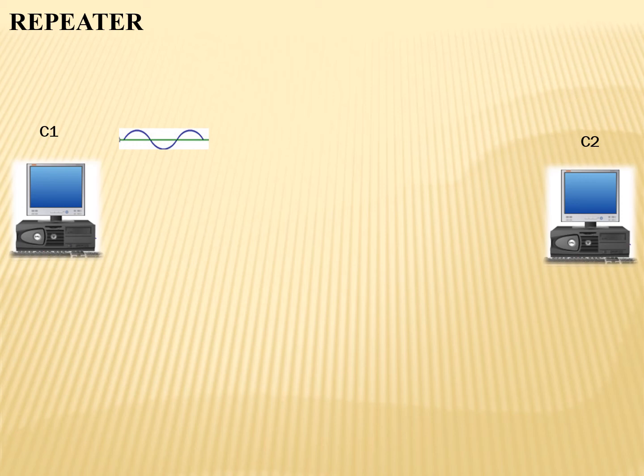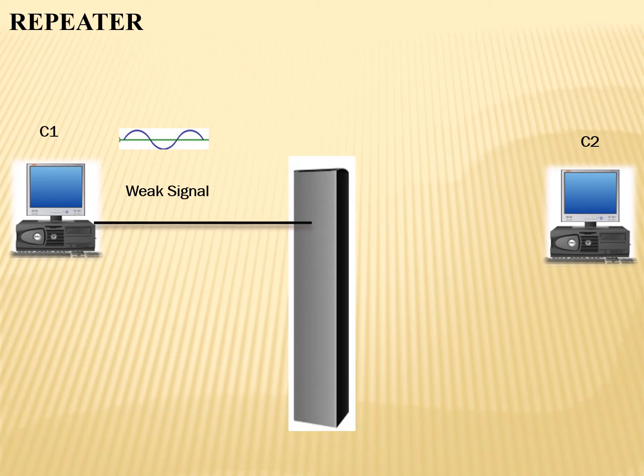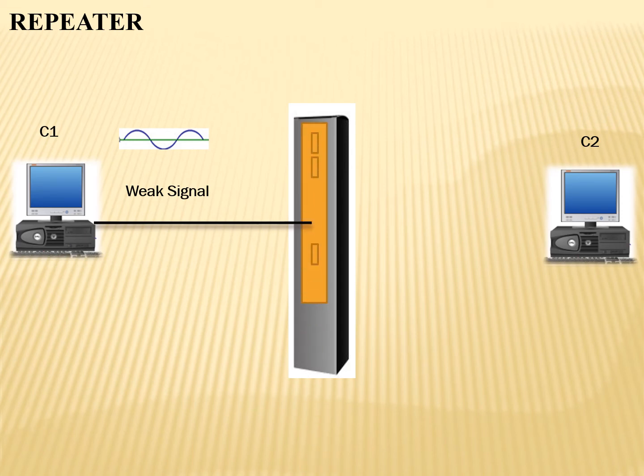So the computer C1 is transferring the signal. When it is transferring, the signal becomes weak. So this is my weak signal. So the computer C1, the data, that is the weak signal, is first given to the repeater.